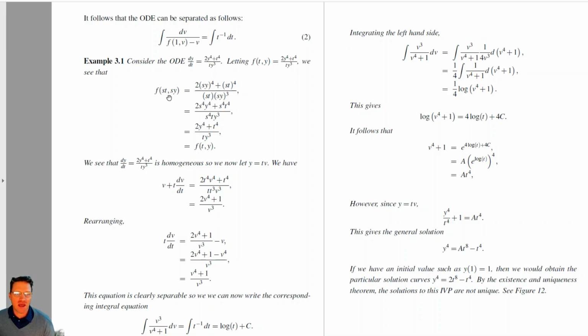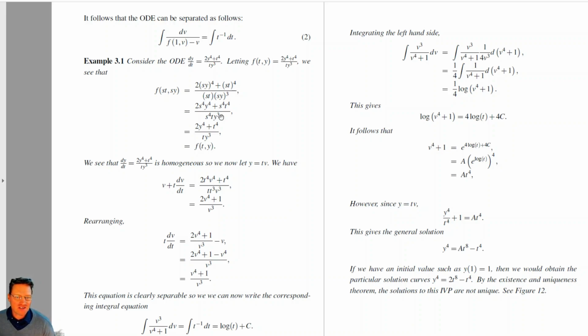Okay, so we do that. F of st comma sy. We replace the t with an st and the y with an sy, and then simplify the result. So we sub those in. In the numerator, you can see that we have s to the fourth in both terms, and then we have a y to the fourth and a t to the fourth there. Now in the denominator, we have an s, and then we have an s cubed. Multiplying those together, we get an s to the power 4.